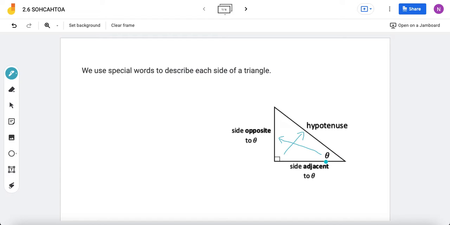Now, something I'd like to note. The opposite and adjacent side depend on where your angle is. So if we put the angle in a different place on the triangle, then the opposite and adjacent side will change. But the hypotenuse doesn't ever change. It's always going to be the longest side in the triangle.